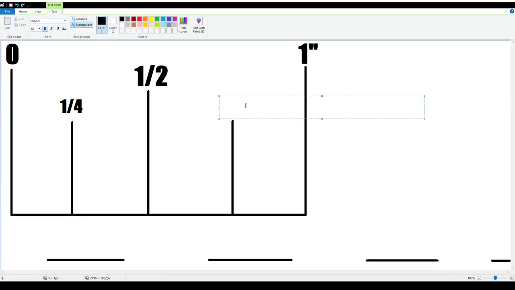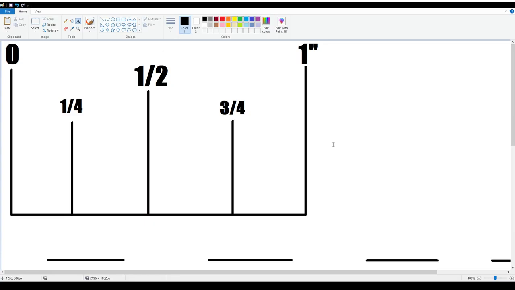Well, if you said 3/4, then you'd be correct. So we got 3/4 of an inch over here. All right, so we got 1/4, 1/2, 3/4, and 1 inch to make the whole thing.